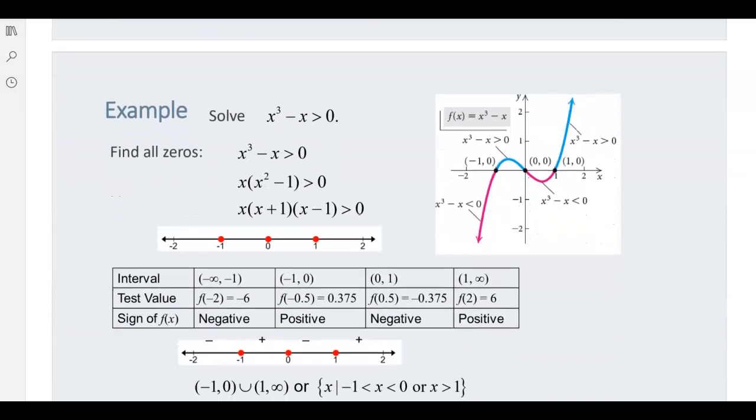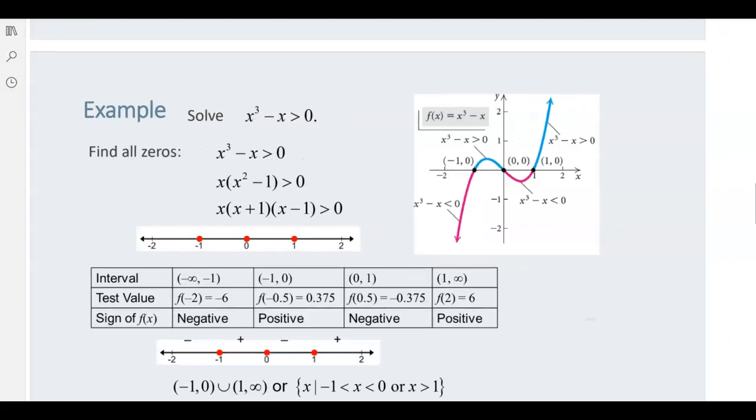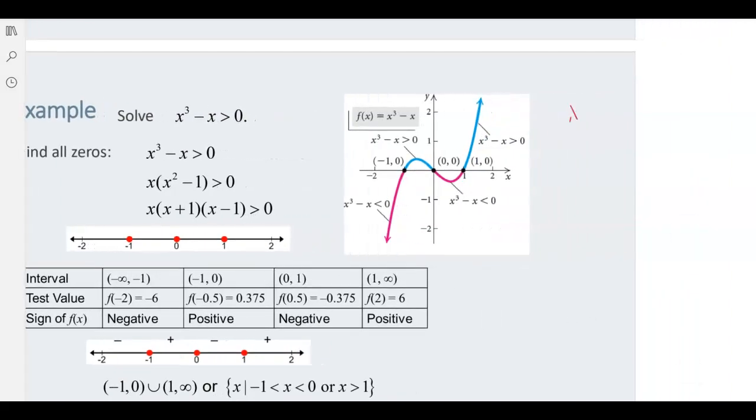Here's another example of a cubic. So the first thing that we do is think about what's happening with the graph if we set it equal to 0. x cubed minus x equals 0. The factored version we can see is x times x plus 1 times x minus 1. And so there are 3 places where we're getting zeros. They're at 0, at negative 1, and at positive 1.